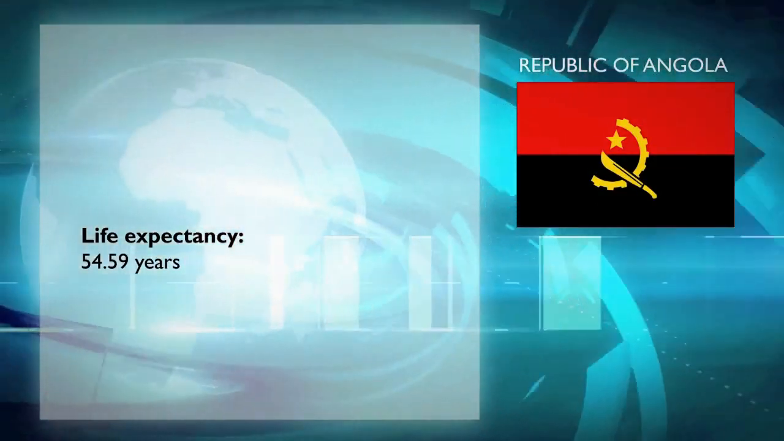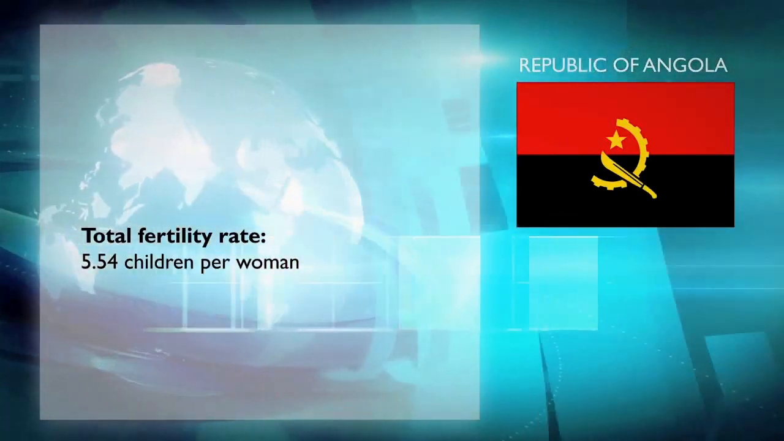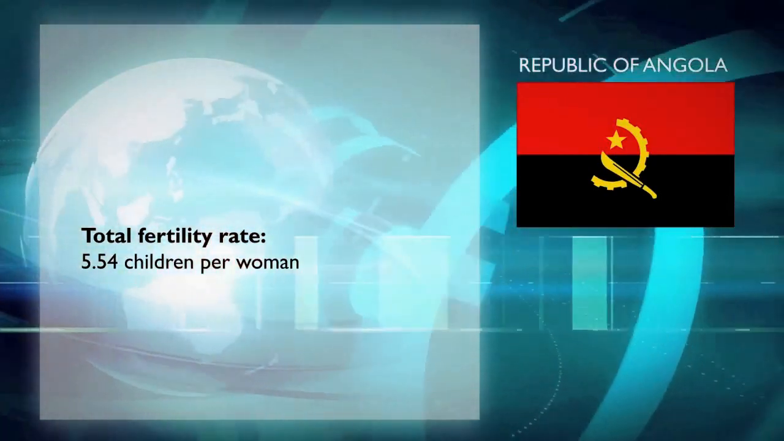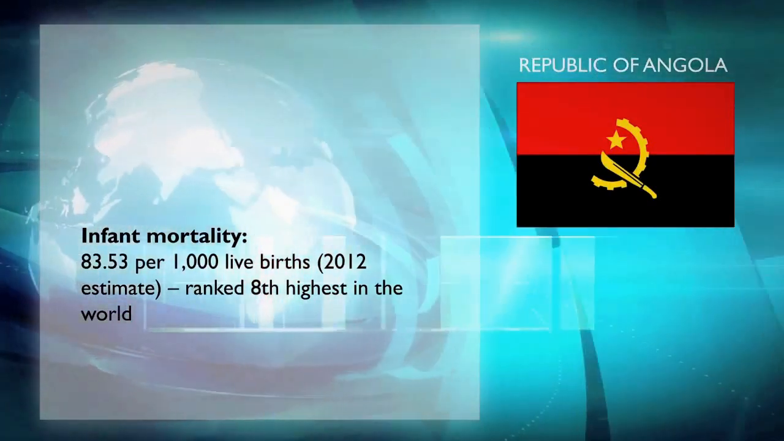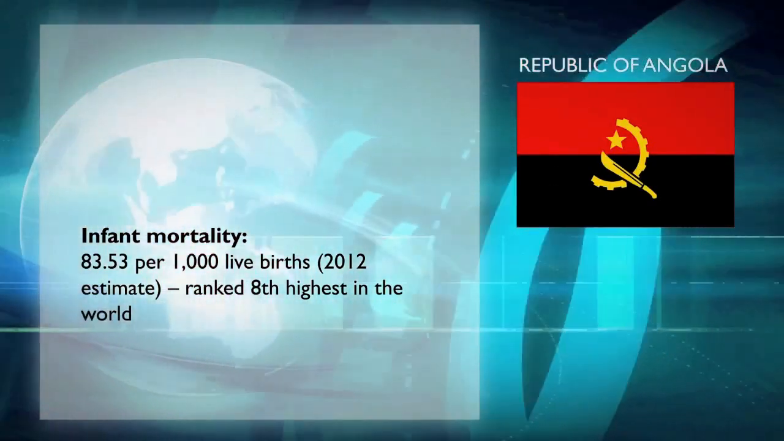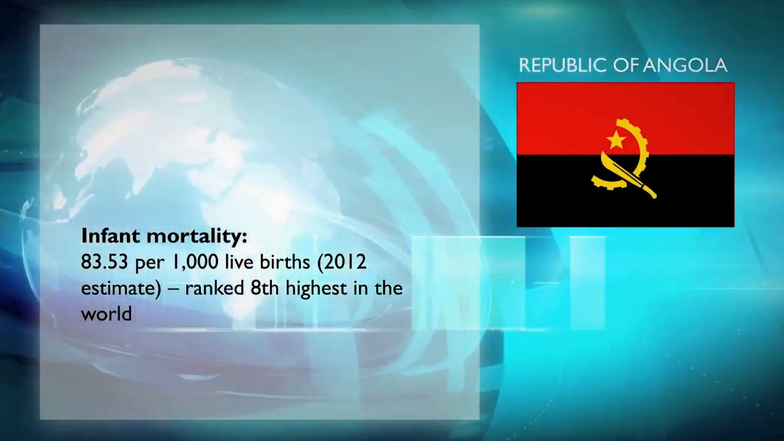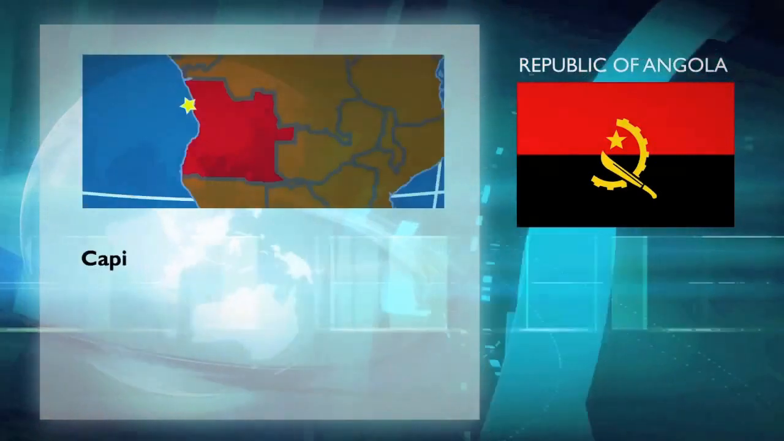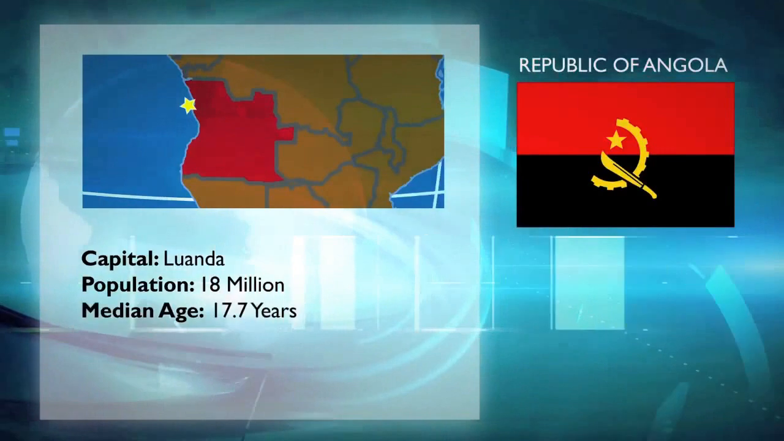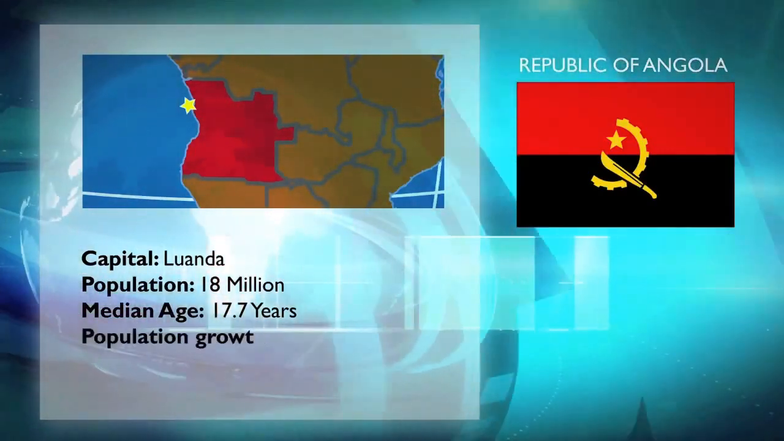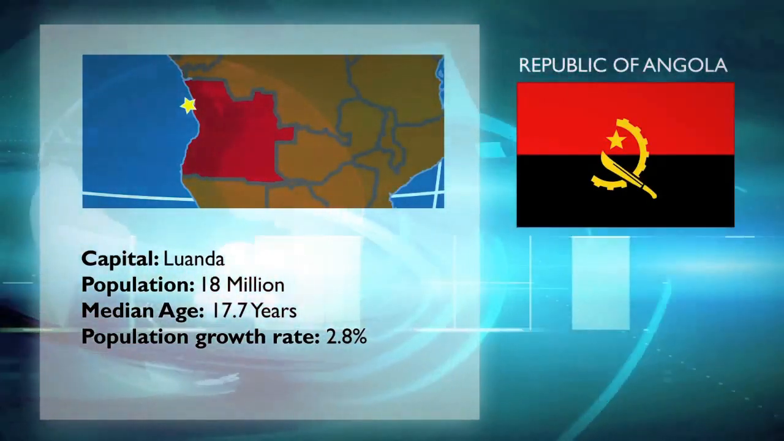Life expectancy is around 55 years. The total fertility rate is about 5.5 children per woman. Infant mortality is 84 per 1,000 live births. This is the estimate of 2012, and it's ranked the 8th highest in the world. Literacy is 70%, the capital is Luanda, and the population is 18 million. Median age is around 18 years. Population growth rate is about 2.8%.